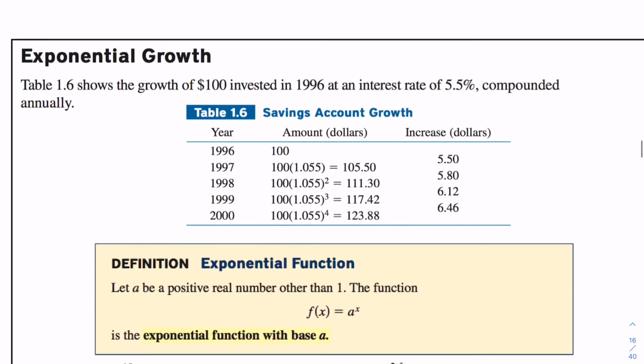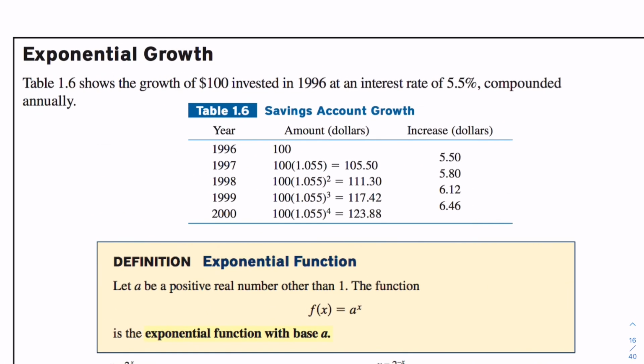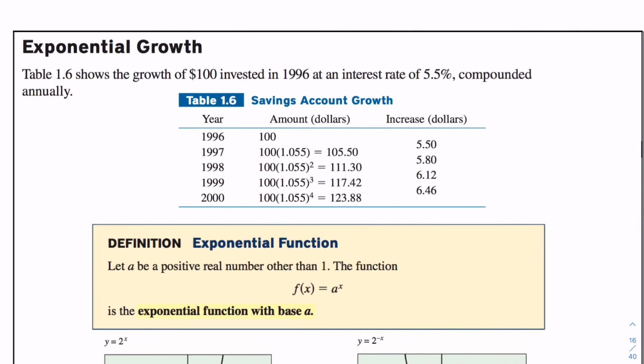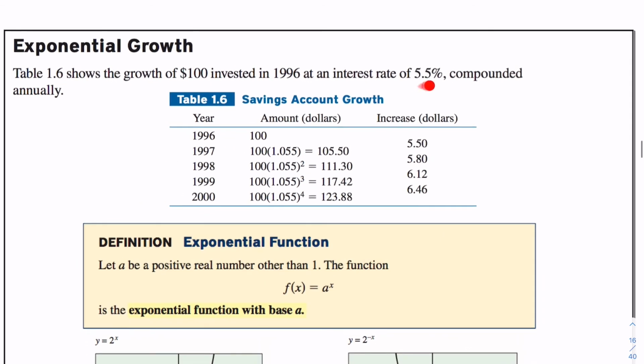What is exponential growth? Well, let's say that in 1996, I invested $100 into a bank account. And that bank account was getting 5.5% interest. Whoa, that's quite a bit. We don't see that anymore nowadays. We see more like 0.5% or 0.05%, nowhere close to 5.5%.